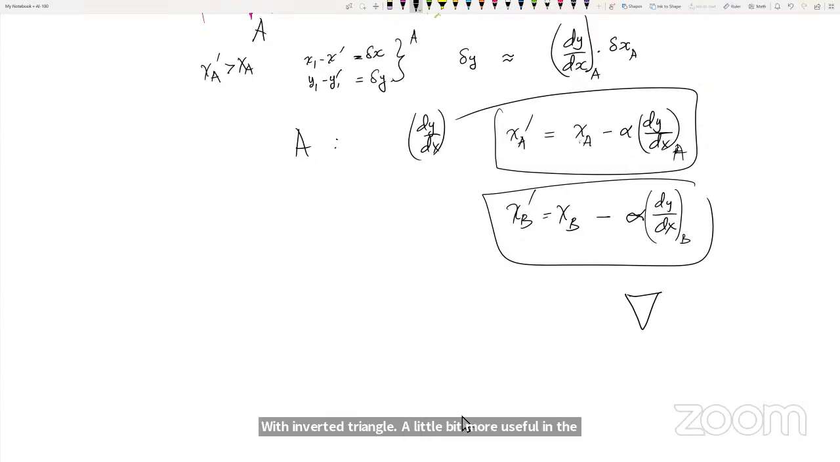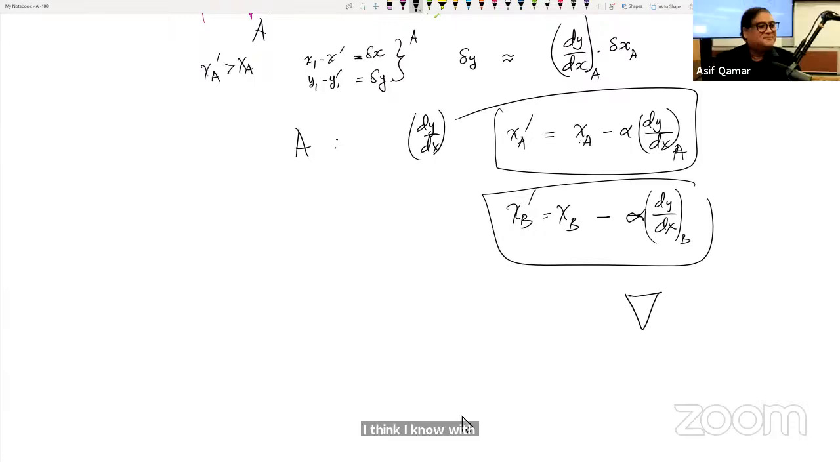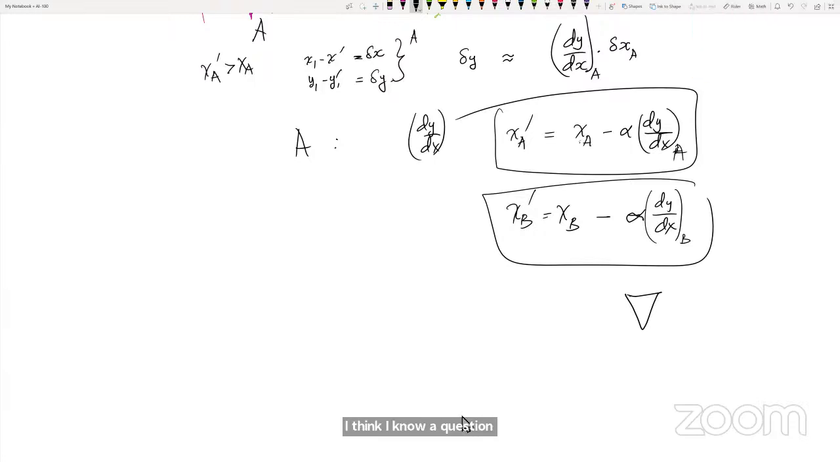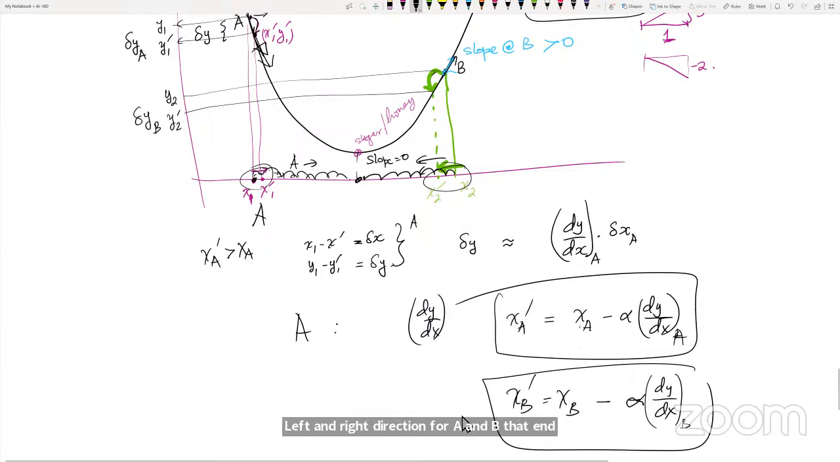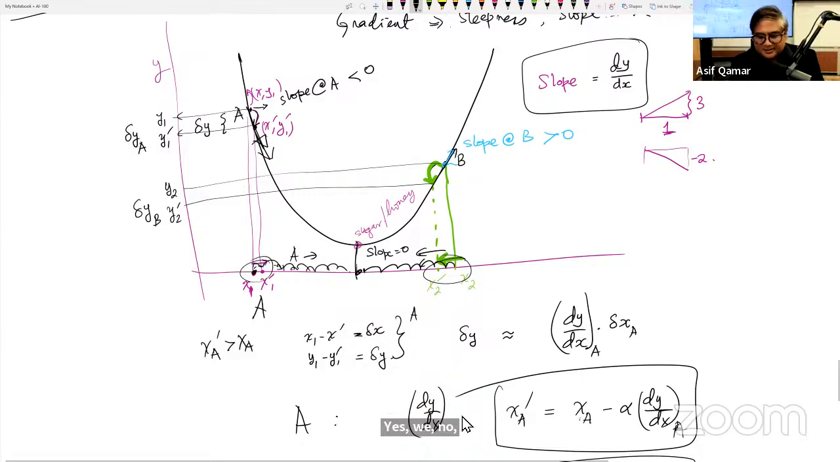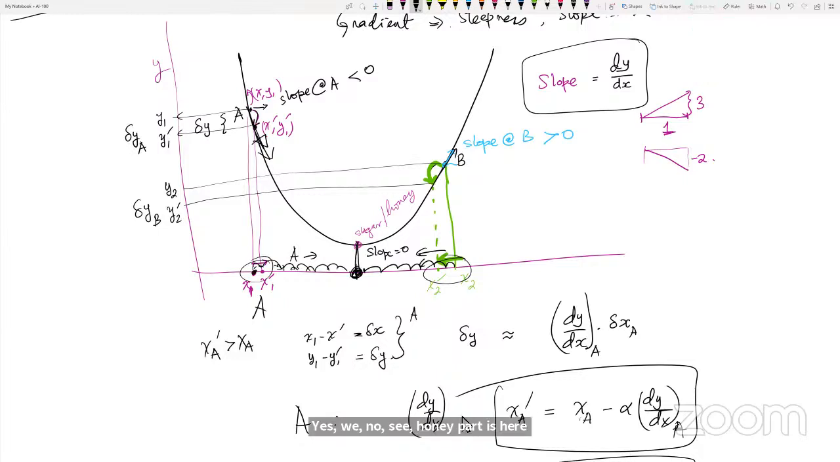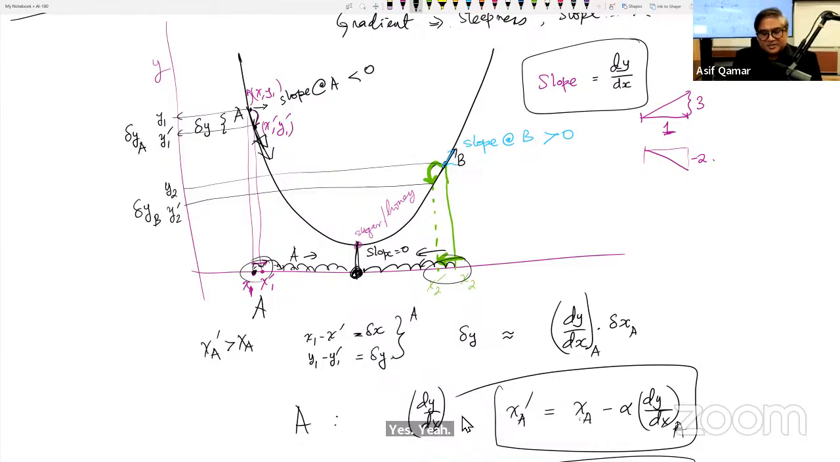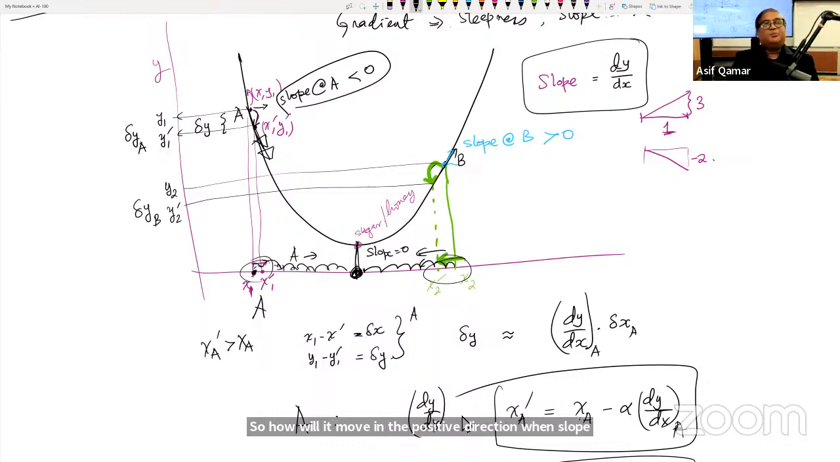Atif, I have one question. Sure, go ahead, sir. Left and right direction for A and B, both you are negating. I think A should be positive because we have to go towards zero, right? Yes, see, the honeypot is here. So A needs to move in the positive direction. Correct. So how will it move in the positive direction when slope is less than zero here? At this point, the slope is less than zero. So if you want to go positive, what will you have to do? You'll have to multiply the slope with a negative quantity. Isn't it? You have to go against the slope.